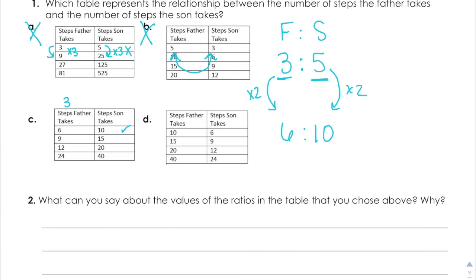So if I'm using my original ratio of 3 to 5, I can multiply 3 times 3 to get to 9 and 5 times 3 to get to 15. So that works. 3 to 12 would be times 4, and sure enough, I get 5 times 4 is 20, so that's good. And 3 times 8 gives us 24, and 5 times 8 gives us 40. So it looks like C is our correct answer. And again, they have them reversed in D.